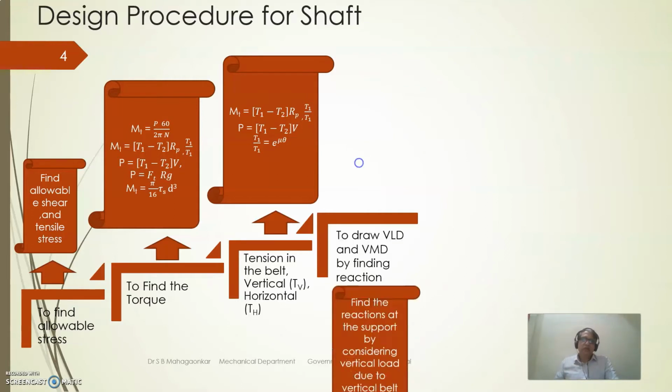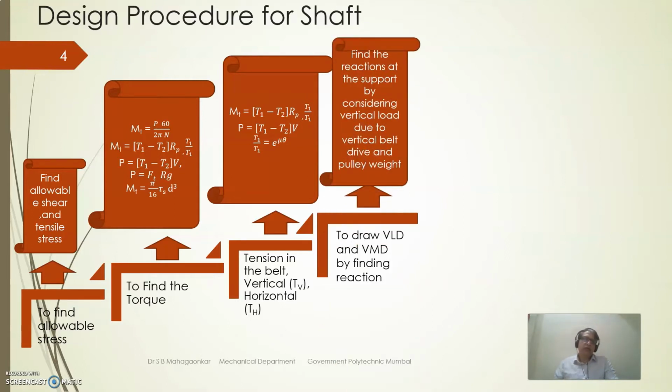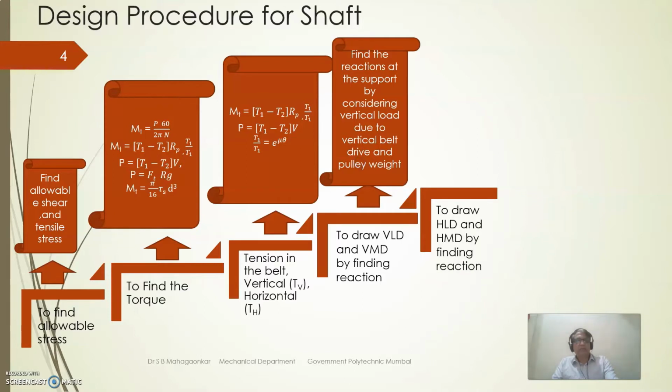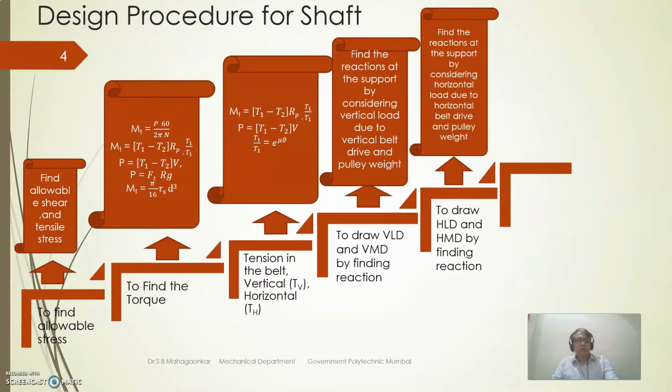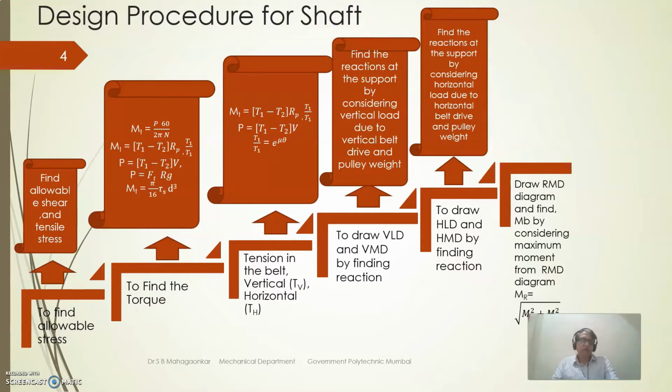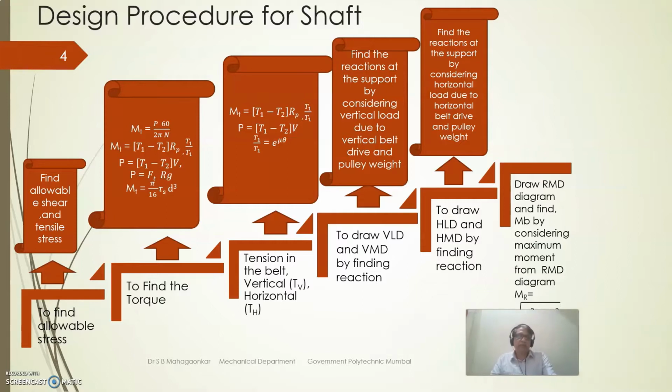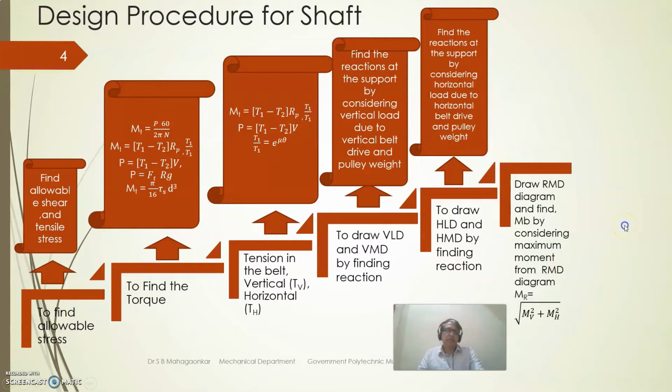And if I draw the vertical load, the vertical moment diagram, I can draw it, right? So if I know the horizontal loads on the pulleys, you can get the horizontal moment diagrams. So by drawing the horizontal and vertical moment diagrams, we can find the resultant moment diagram by taking MR equal to the square root of MV squared plus MH squared. This I already explained in the last session. So it is just a revision on this.